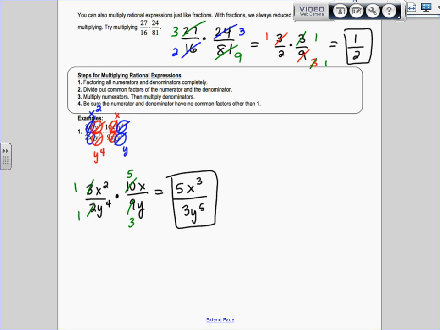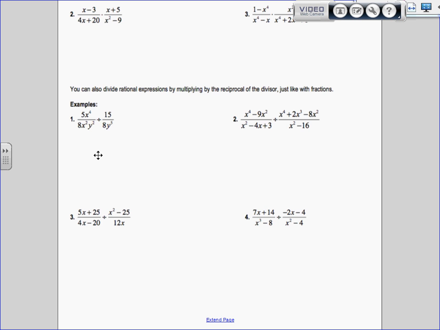Okay, we like those ones? All right, so let's get a little bit harder where we actually have big, long polynomials that we have to factor. All right, so this first one.